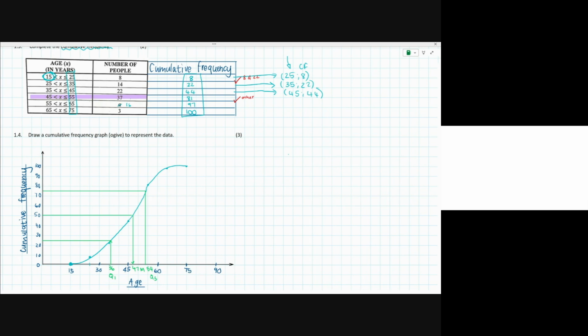We do usually ask for quartiles. Just remember to drop that line down and actually read off the X value, read off the age or whatever variable it is you are working with.